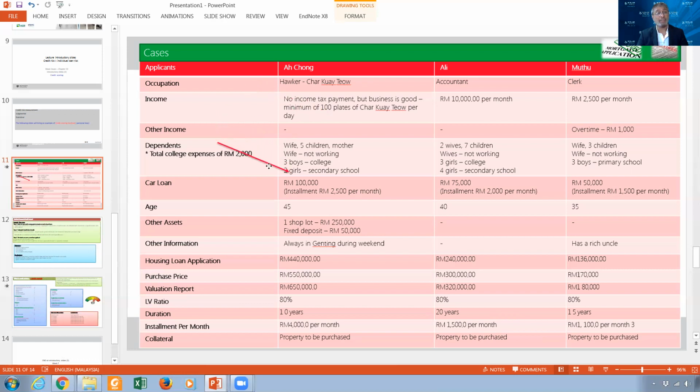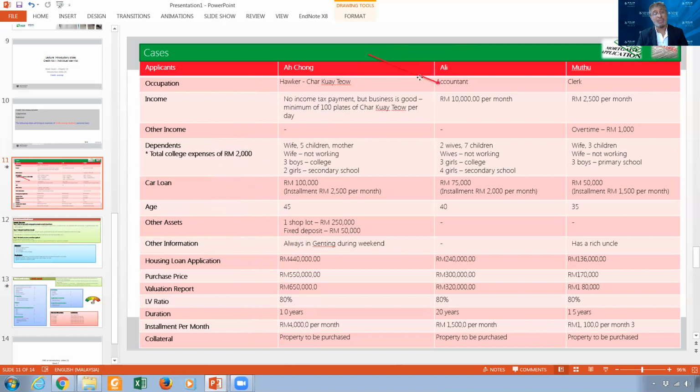But the family is big. He has 5 children, and all of them are in college, which is taking other expenses. He has a loan of 100,000. He's 45, okay, he still has a long age. He has a shop lot. You know, this is other information, it's a little bit scary. He likes gambling. It looks like this. And the housing 44,000, as I told you, this information I already told you about.